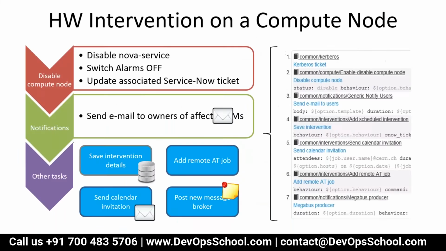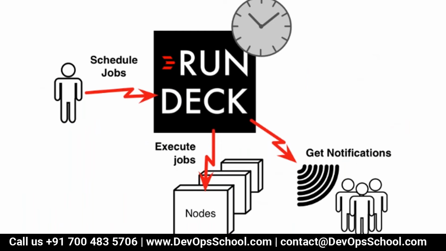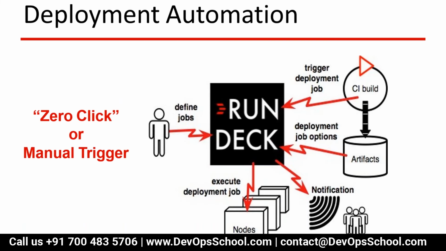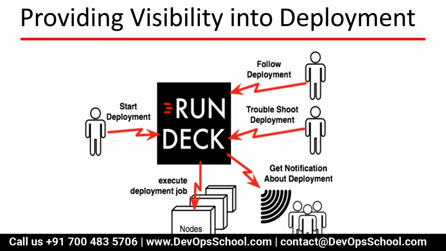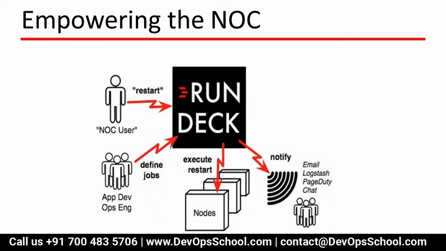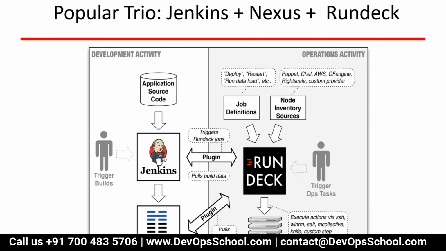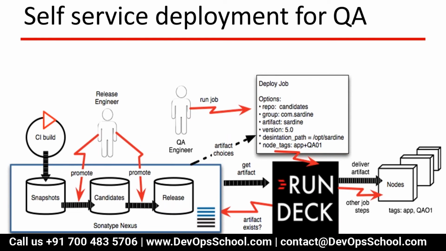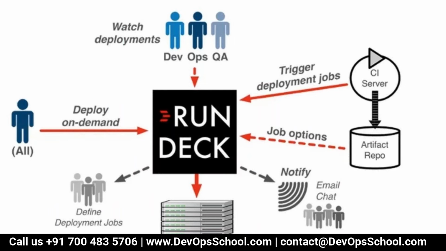Let me run through it one more time to make it clear. Rundeck you can use for scheduling any jobs, running any jobs, and getting notifications. Rundeck you can use for deployment automation. Rundeck you can use for visibility, to get an understanding and knowledge of the deployment servers also. Rundeck you can use for any sort of dev and QA self-service environment. Rundeck you can use for NOC also. Rundeck you can use for integrating with CI and CD also. Rundeck you can use for self-service deployment for QA also. Everyone can use Rundeck for their own tasks.